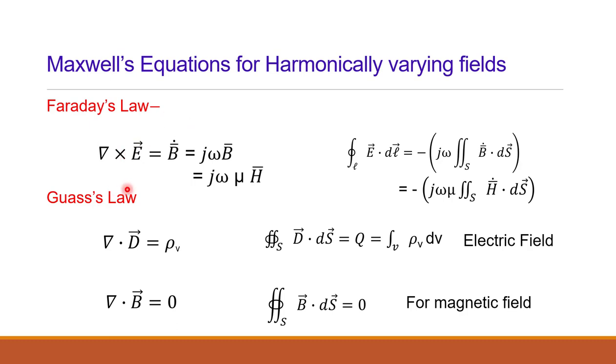We have seen already this for time varying fields. From Faraday's law, we obtain del cross E bar is equal to minus B bar dot, or dou B by dou t, right? So remove this dot sign and just put j omega. So we get minus j omega into B bar. But what is B bar? We can express this B bar again in terms of H bar, and so it will become minus j omega mu into H bar. Mu is equal to mu naught into mu r. So del cross E is equal to minus j omega mu into H bar. This is the first equation in terms of harmonically varying fields.